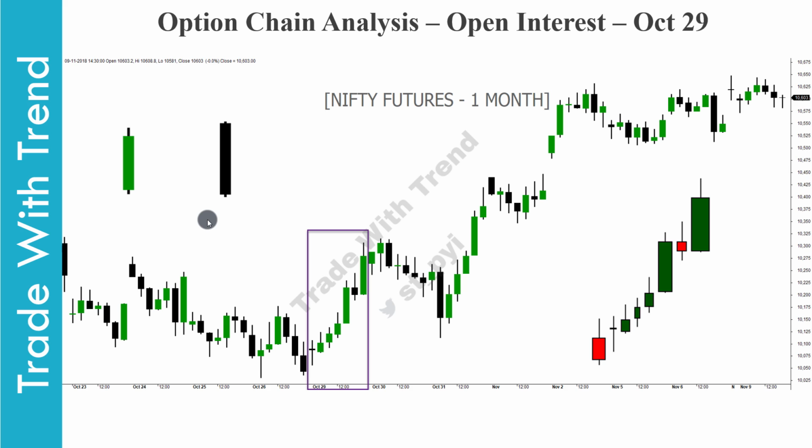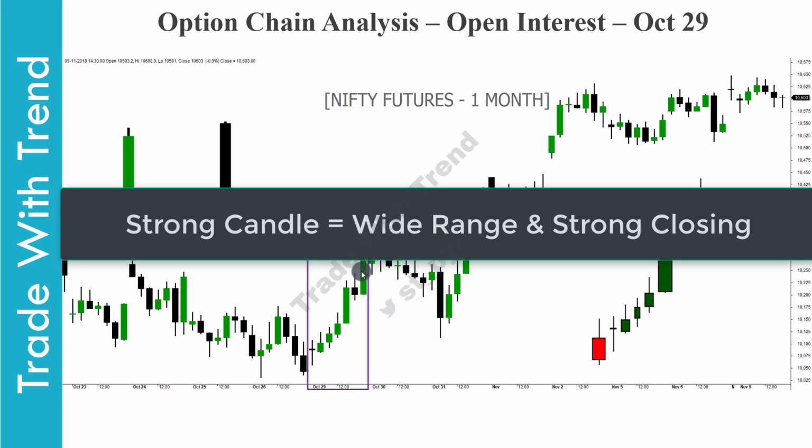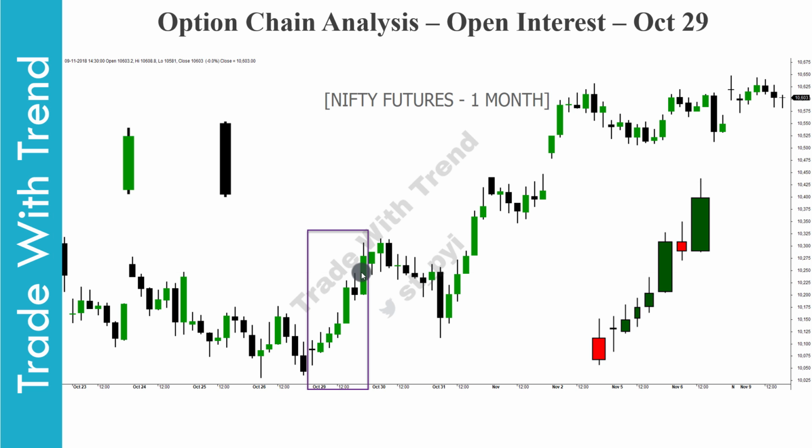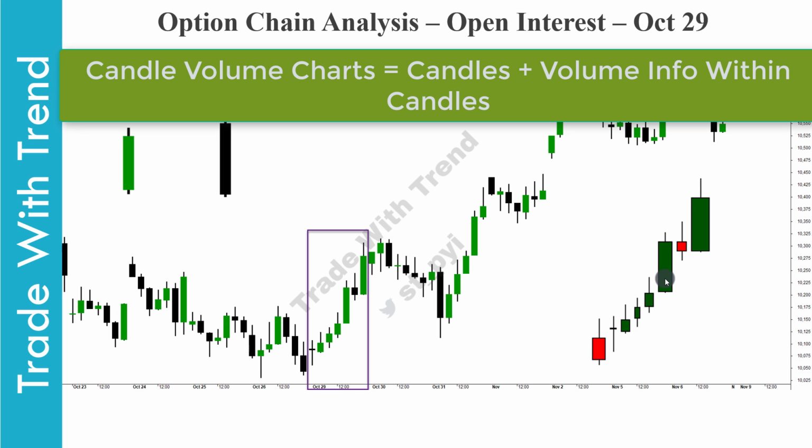If you look at the price analysis for October 29th, again strong demand candles are present on the chart. A strong demand candle is when the range of a candle is wide and the close is strong towards the high point or low point of the day. In the chart in front of you, I have posted two separate candles that represent a strong demand candle and a strong supply candle. To depict the price action for October 29th, I have posted a candle volume chart for you where the width of the candle is dependent on the volume of that candle. The higher the volume, the wider the candle.